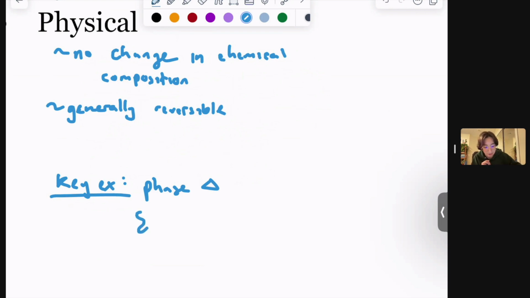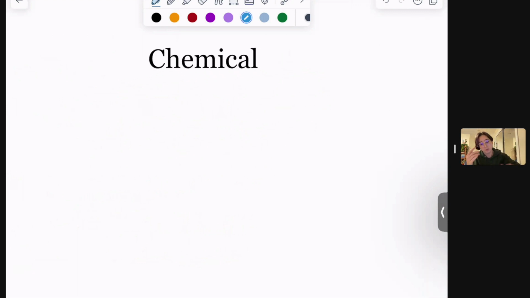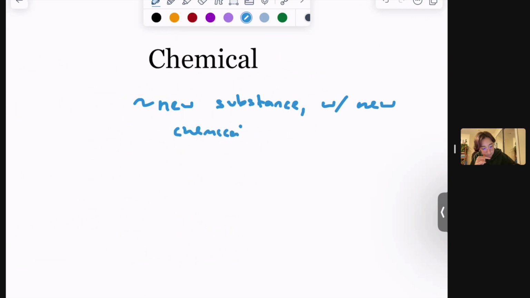So the thing that is actually being changed when I do a phase change, I'm breaking IMFs. I'm not actually breaking any chemical bonds. It's still the same substance. Let's check out chemical change versus physical. The real key here is that a new substance, often with new chemical properties, is formed.